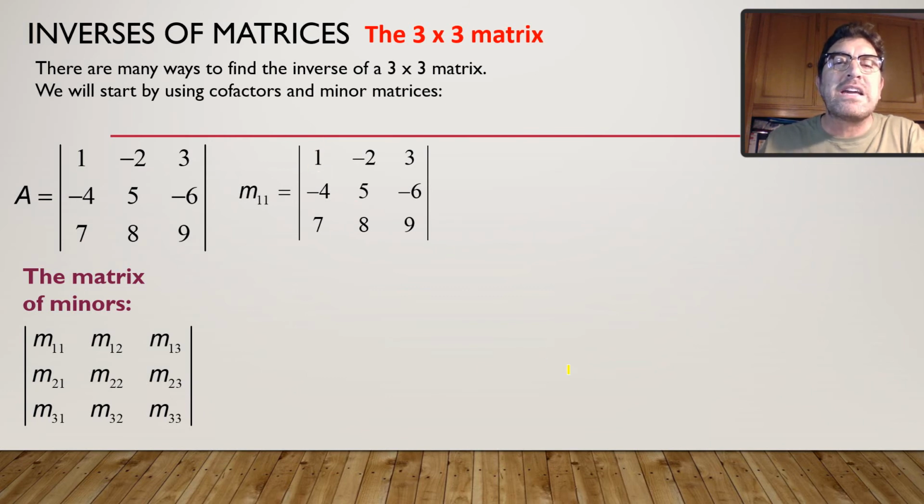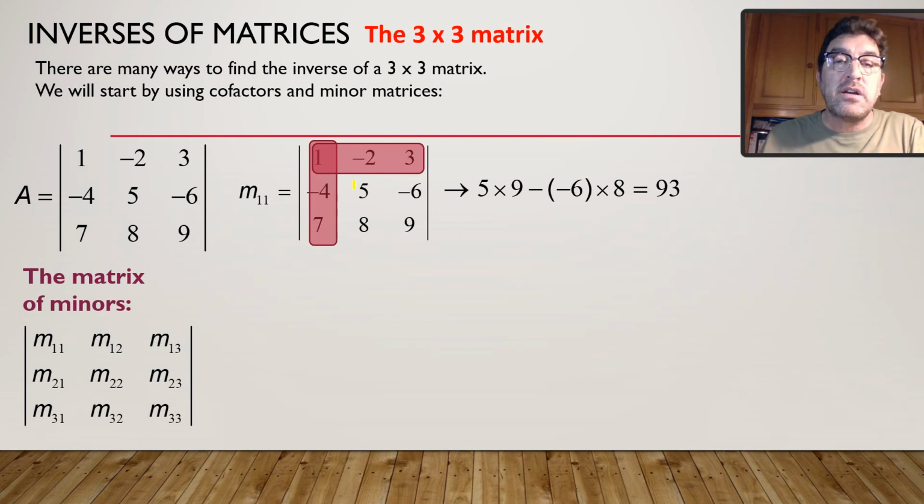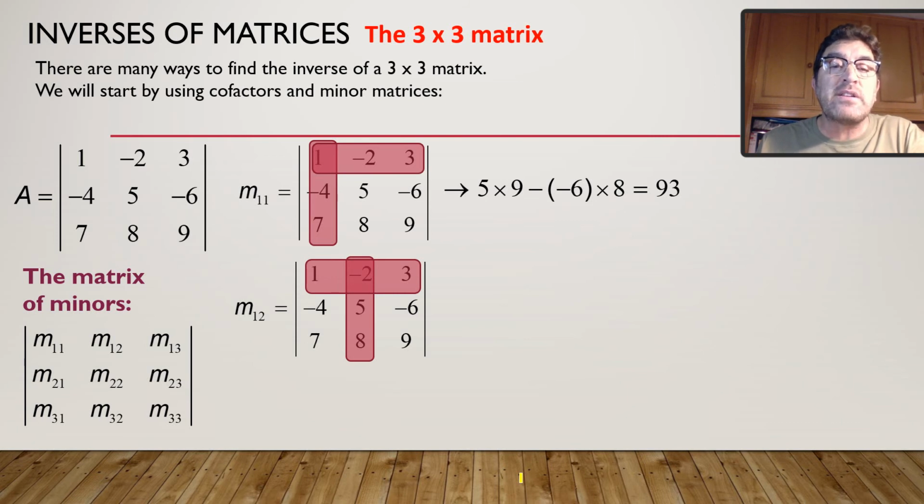Now follow carefully, folks. You cover the row and the column where that entry intersects, and you find the determinant of what remains. So the entry M11 will be the determinant of that little 2 by 2 matrix, which is 93. It's quite different from what we had when we worked with a 2 by 2 matrix. The second entry, row 1, column 2, means we're going to cover the minus 2, the row in which it is and the column, and we find the determinant of what remains, which is 6.